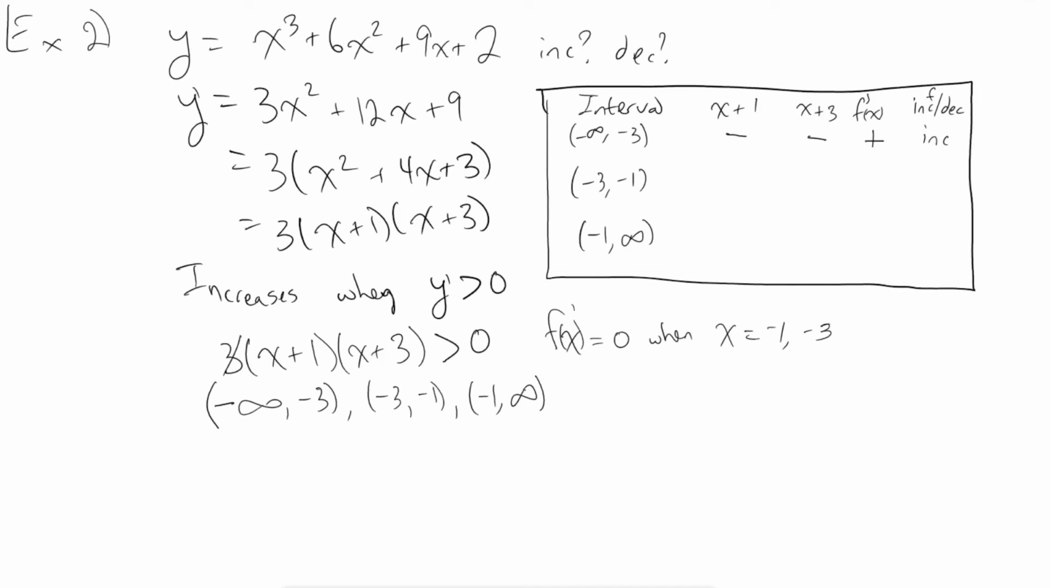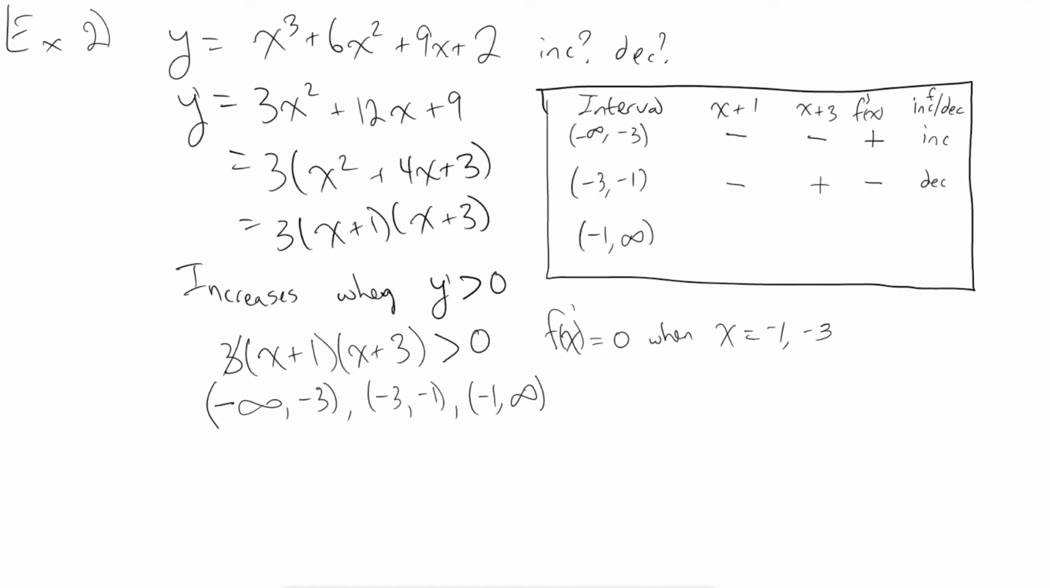Between -3 and -1, well, any number between -3 and -1 that we add 1 to is still going to be a negative number. However, if we add 3 to it, it's now going to be a positive number. Negative 2.99 plus 3 gives me a positive number, all the way up to negative 1.01 plus 3, still a positive number. Negative times a positive is a negative. So my function between these 2 points is going to be decreasing.